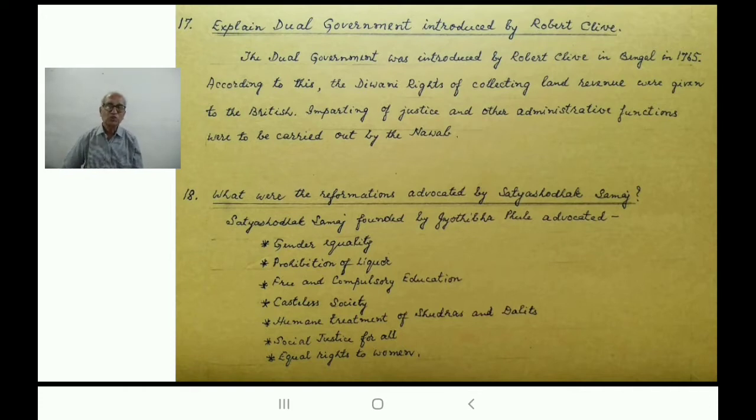Next one, social justice for all. All should get treated equally. Equal rights to women. Now these are all the key aspects that had been put forth by the Satyashodhak Samaj. Okay, 19th.